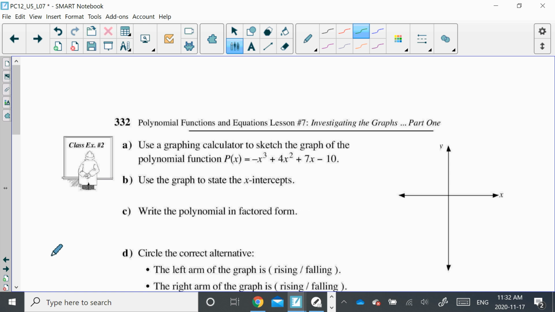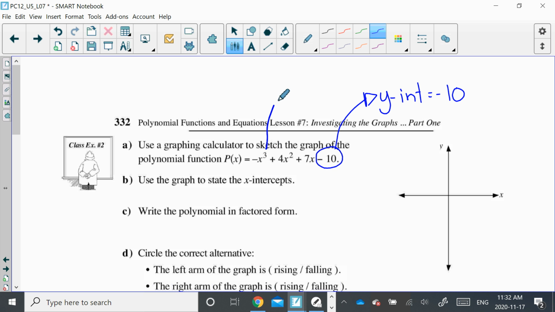Okay, class example 2 is on page 332, and it says, use a graphing calculator to sketch the graph of this polynomial function. So before we do this, let's do a couple of things. So this is an expanded form, which is always nice, because I'm going to get my y-intercept. So the y-intercept of this graph is equal to -10. So when we punch this expanded form into our graphing calculators, we're going to verify that the y-intercept is -10.